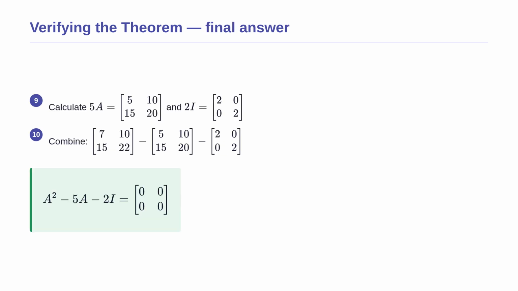Now we calculate the remaining pieces of our equation. We multiply our original matrix by the scalar 5 and we multiply the identity matrix by 2. Finally, we subtract these matrices from our squared matrix. Looking at the top left corner, 7 minus 5 minus 2 is 0. The top right is 10 minus 10, which is also 0. The same cancellation happens for the bottom row. The result is indeed the zero matrix. Physically, this means our specific matrix perfectly balances its own characteristic equation, confirming the theorem holds true for real numbers.